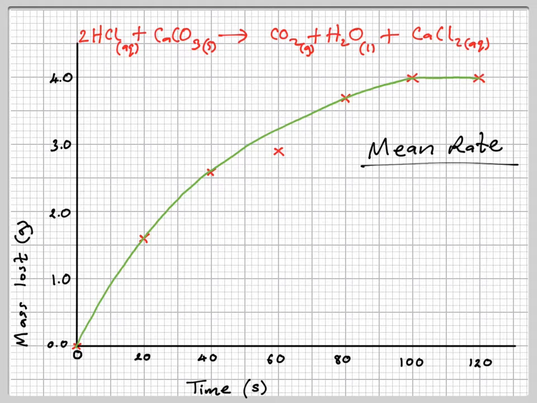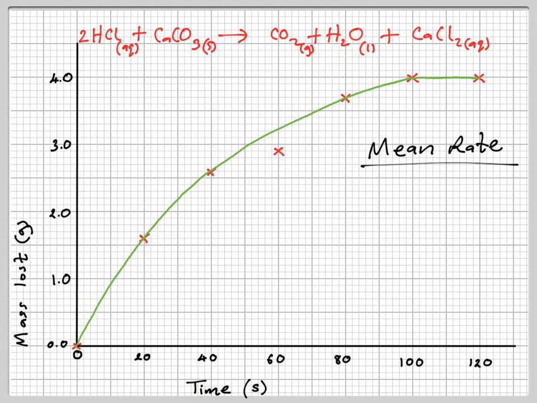Okay, so let's see how we can calculate the mean rate of a reaction. The reaction we're going to be calculating the rate of is one between hydrochloric acid and calcium carbonate. It forms carbon dioxide gas, water, and calcium chloride. The carbon dioxide gas that's produced escapes from the flask and causes the mass of the flask to decrease. This graph shows the mass lost over time. We can use it to find the mean rate of reaction.